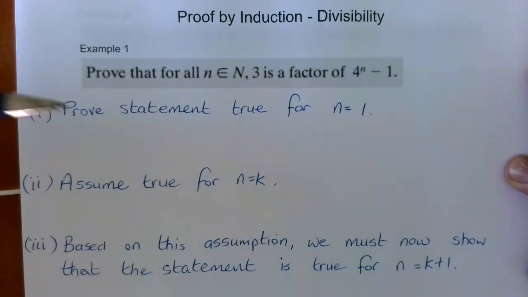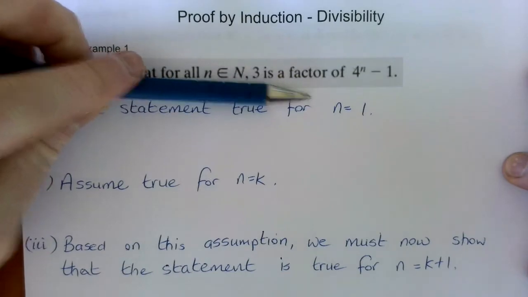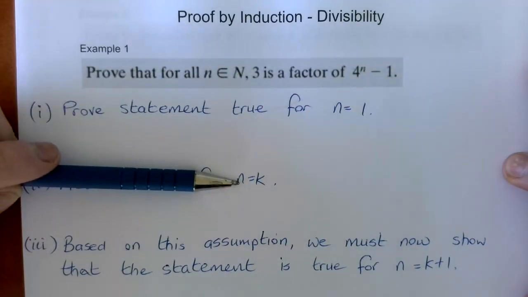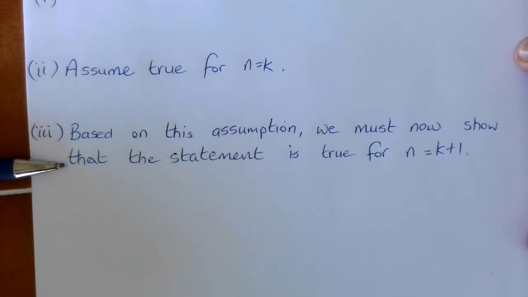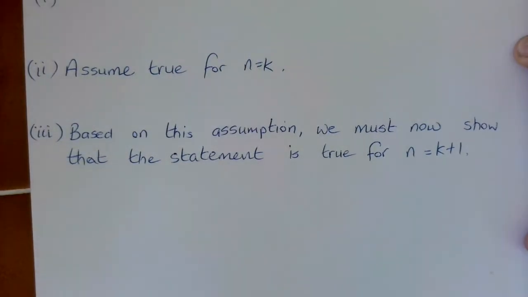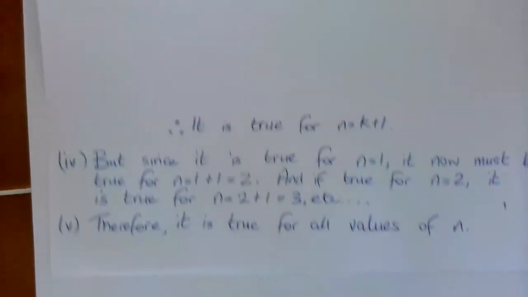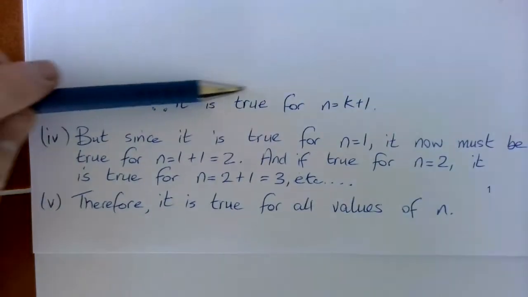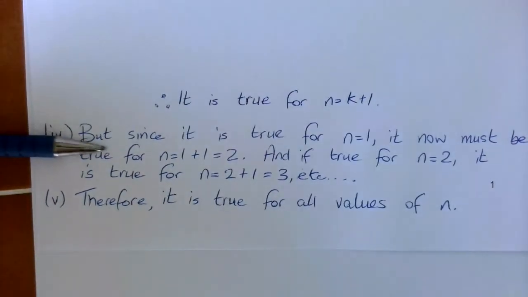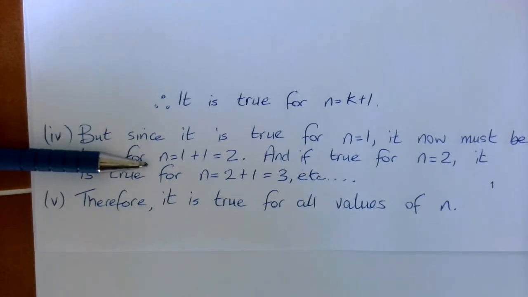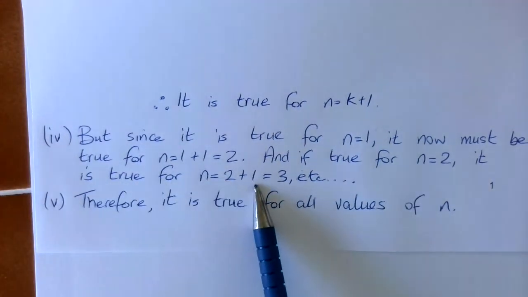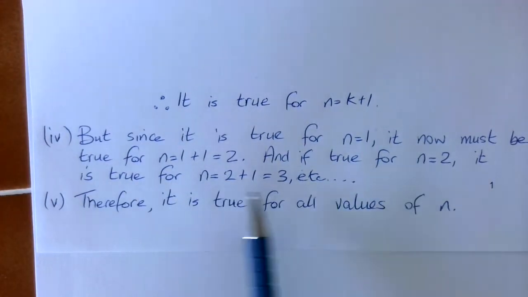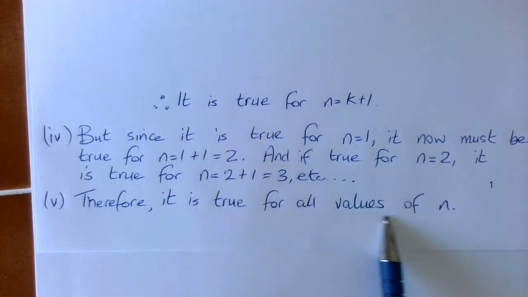So the first step, prove the statement is true for n equal to 1. Assume true for n equal to k. Then, based on this assumption, we must now show that the statement is true for n equal to k plus 1. We go down to the bottom and we can then say, therefore it is true for n equal to k plus 1, but since it is true for n equal to 1, it now must be true for n equal to 1 plus 1, which is 2, and if it's true for n equal to 2, it must be true for n equal to 2 plus 1, which is 3, etc. Therefore it is true for all values of n.